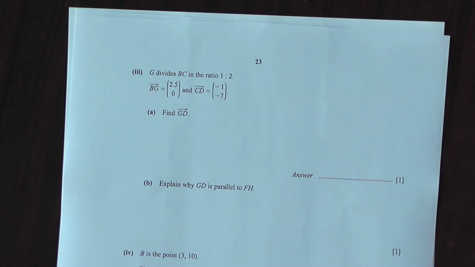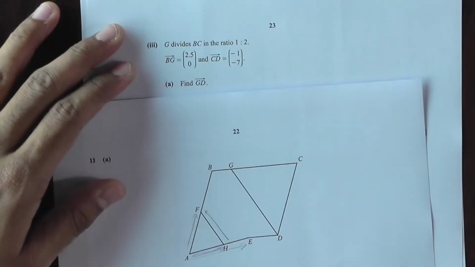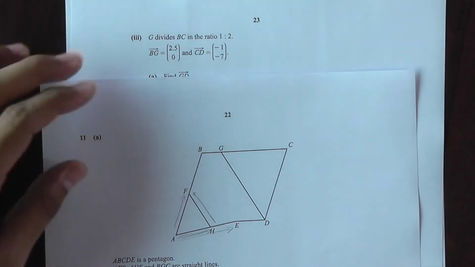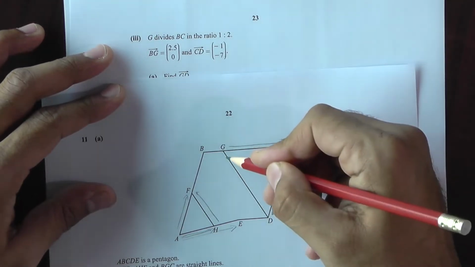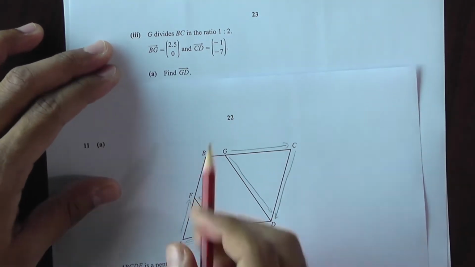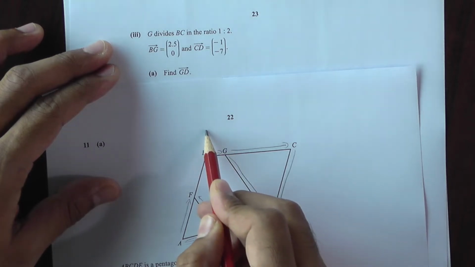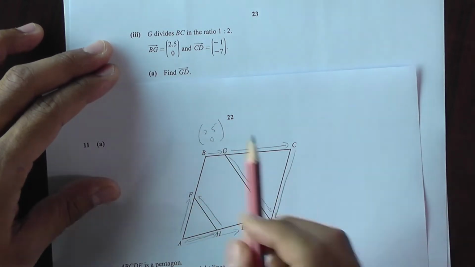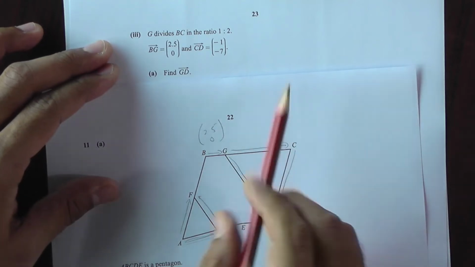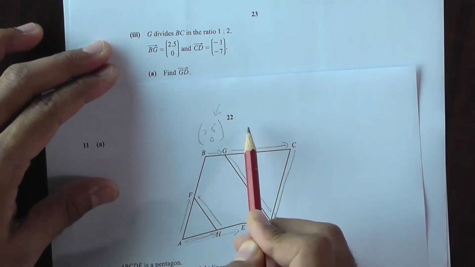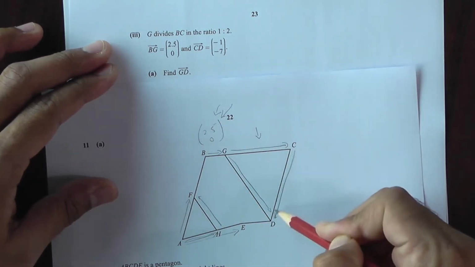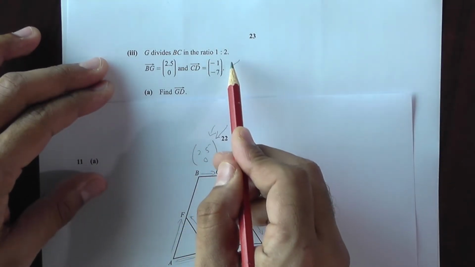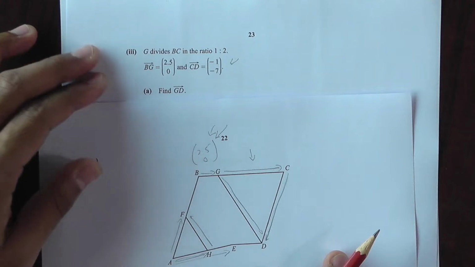Find GD. So, in order to find GD, first we have to look at this diagram once again. What it says is, we have to find G to D. So that means this vector right here, we need to find this. The question says BG is (2.5, 0). Then the question says that GC is in the ratio 2:1 compared to this. So this GC would be double of this vector right here. And then we need to find CD. CD is given to us right here in the question. So let's first find GC.